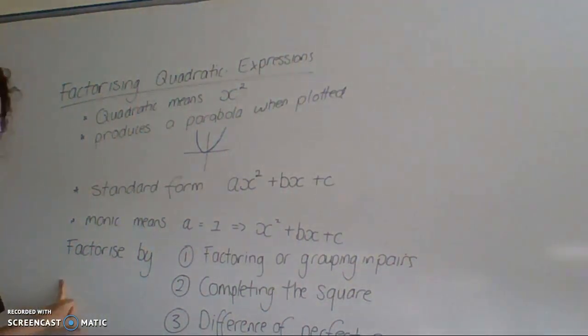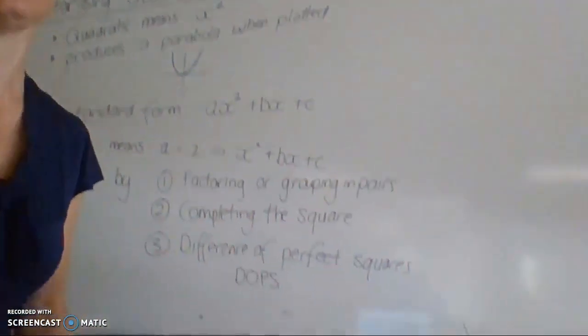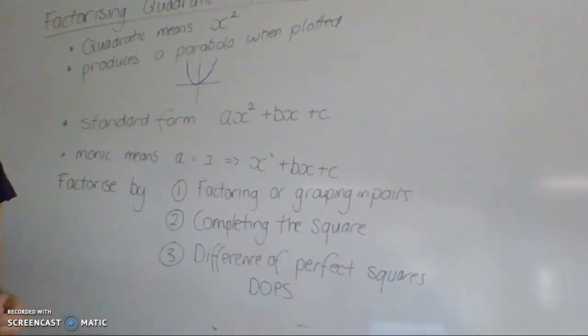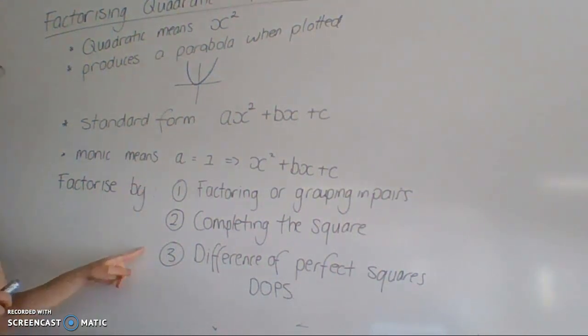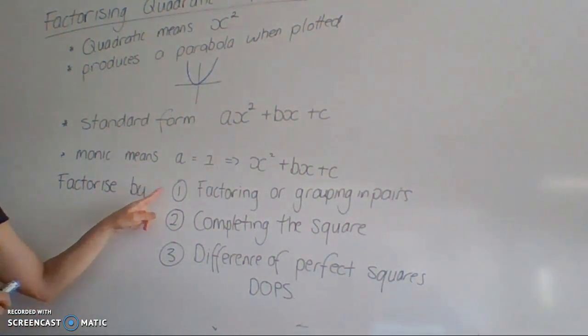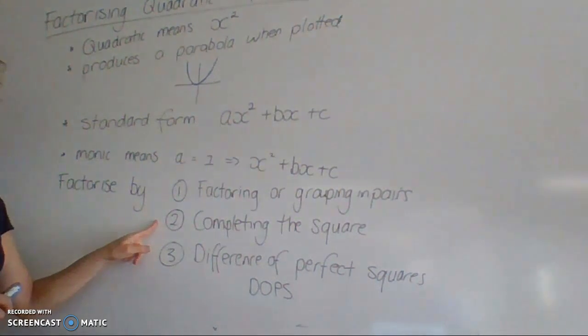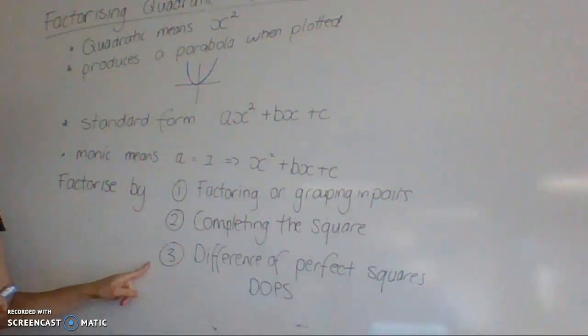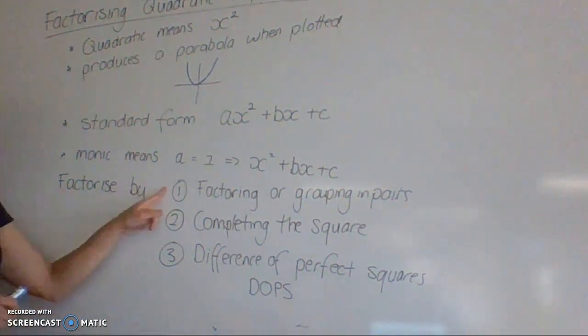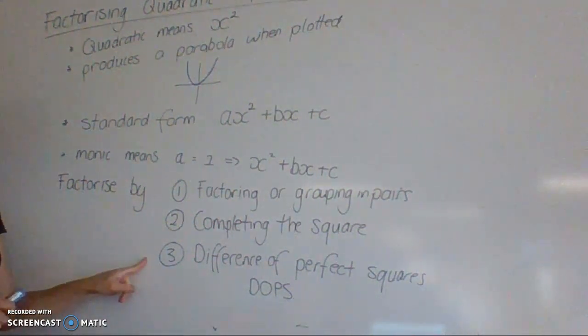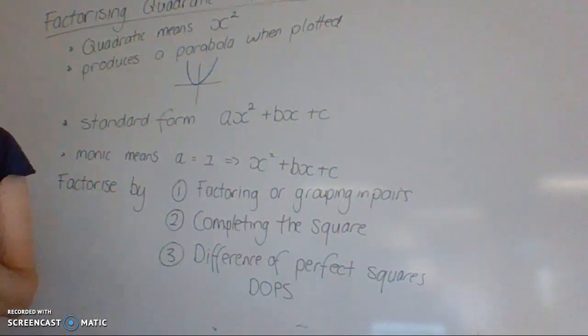Now you can factorise quadratic expressions using one of 3 methods, and the method that you choose depends on what form the expression is, what the expression looks like. And these are the 3 videos that will follow. So you can factorise by factoring or grouping in pairs. You can factorise quadratics by completing the square method, or you can factorise by finding the difference of perfect squares. So you will find 3 separate videos that explain each of these 3 methods.